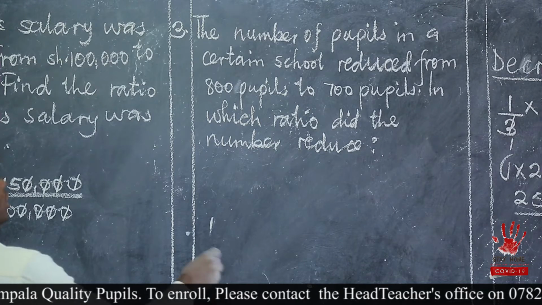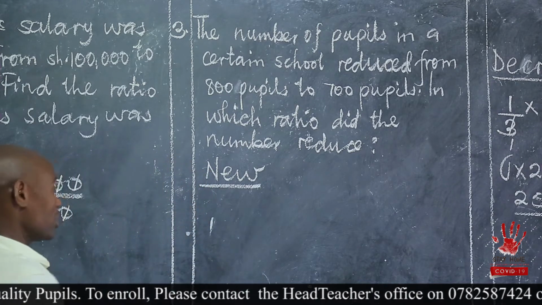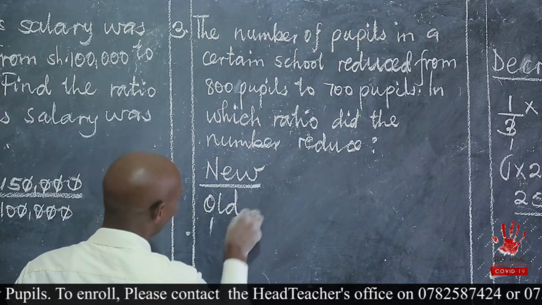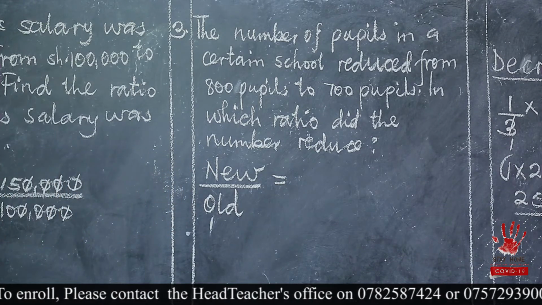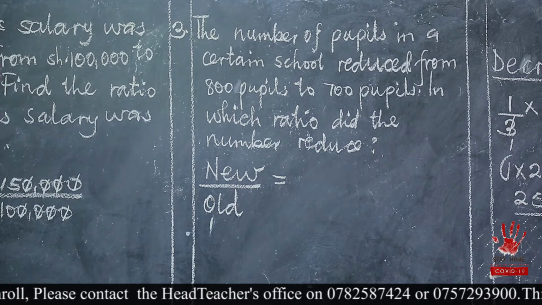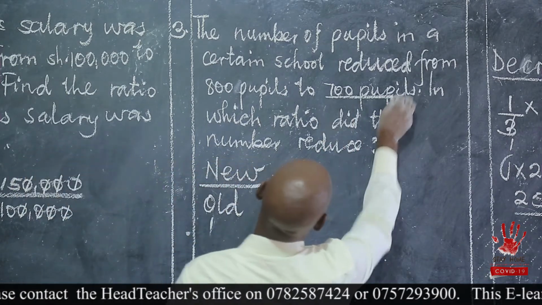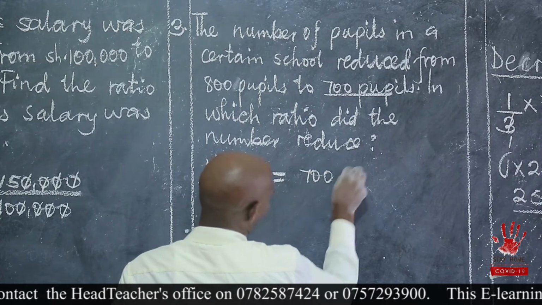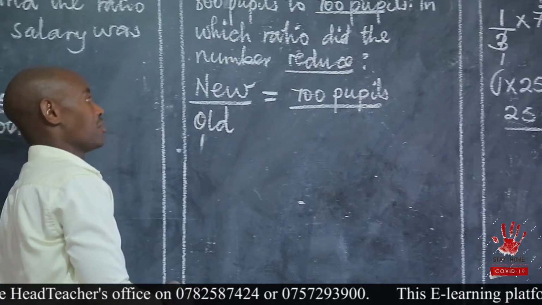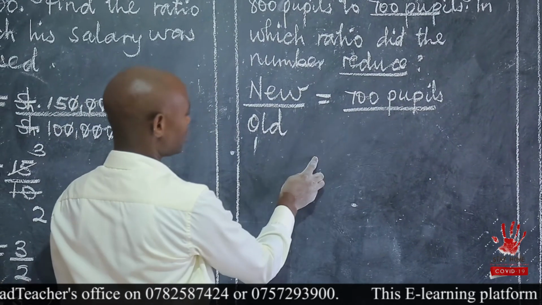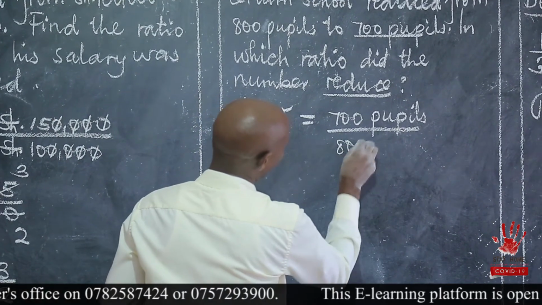Okay? So we are going to get the current number, which I'm calling the new number. We divide it by the old number before the number reduced. Which one is the current number after the number has reduced? The current number is going to be 700 pupils. Decrease, which is the same as reducing, is 700 pupils divided by the original number before decrease, which was 800 pupils.